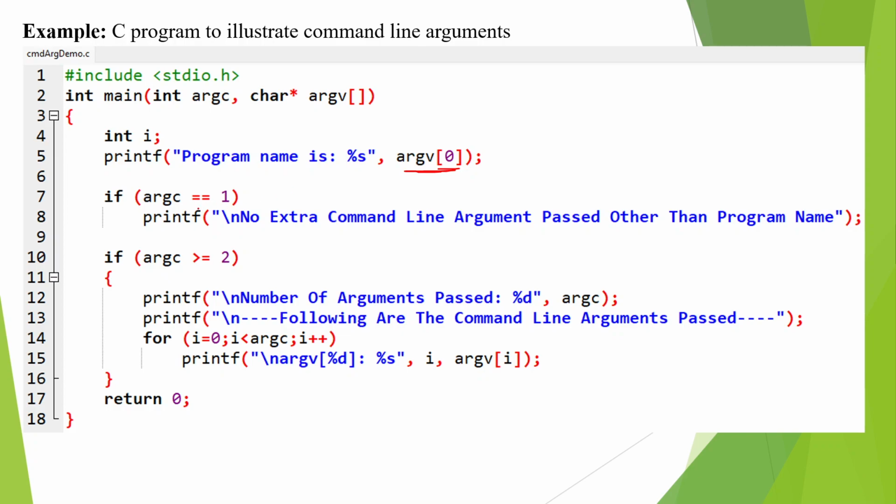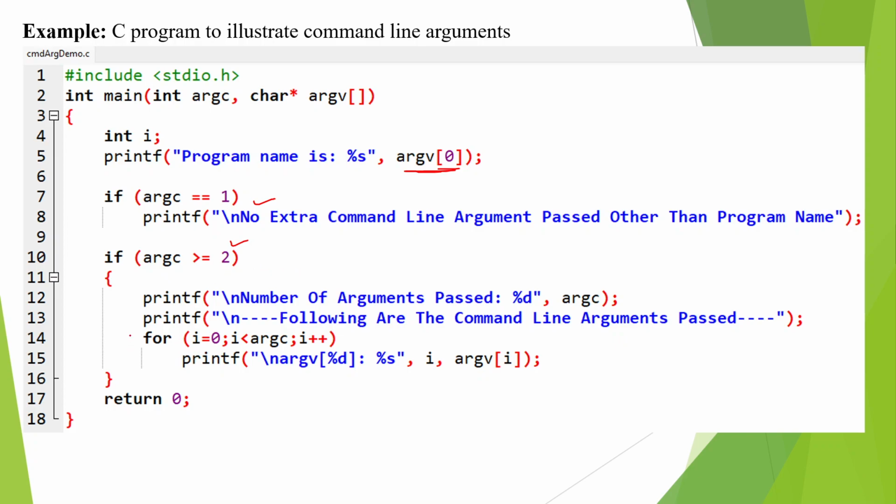And if argument count equals 1, suppose I'm passing only the program name and no more arguments, then my argument count is going to be 1. So what message will it give? No extra command line arguments passed other than the program name. In that case my argument count will become 1, and I will see this first message. If it is greater than or equal to 2, that means we have specific command line arguments other than the file name, then I will print those command line arguments using this simple for loop.